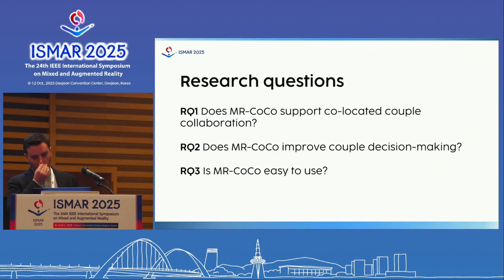We defined three main research questions. The first one is: does MR-COCO support collocated couple collaboration? The second one is: does MR-COCO improve the couple's decision making? And the last one is: is MR-COCO easy to use? This question is crucial for understanding the system's effectiveness and usability in enhancing collaboration in shared decision making.